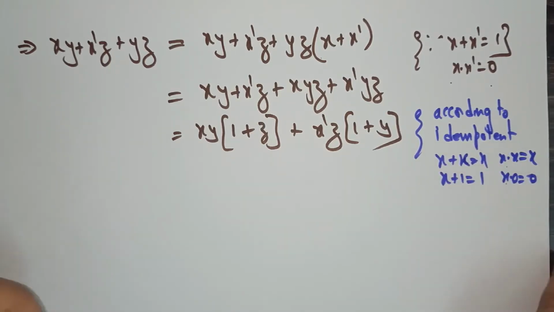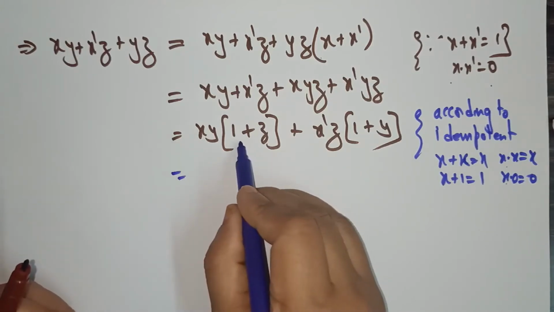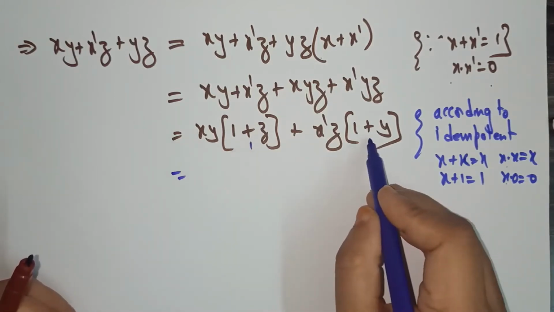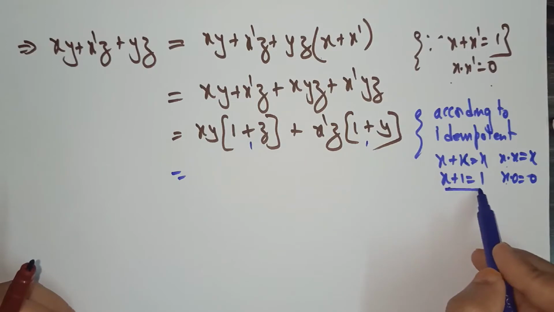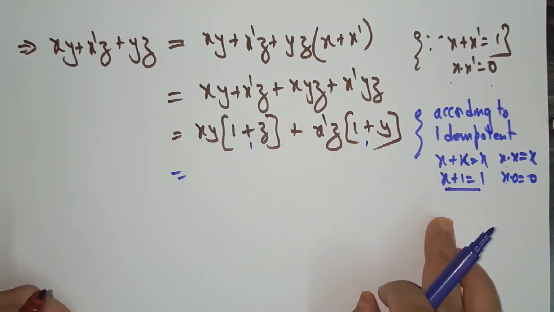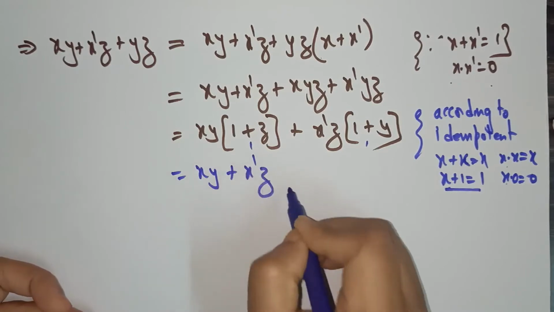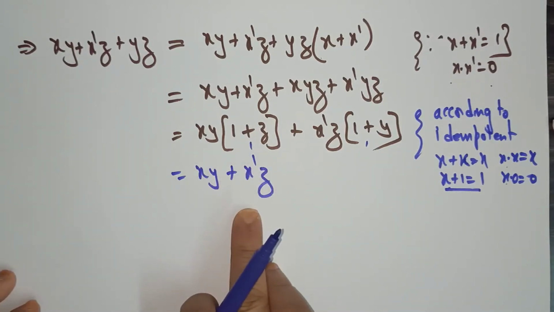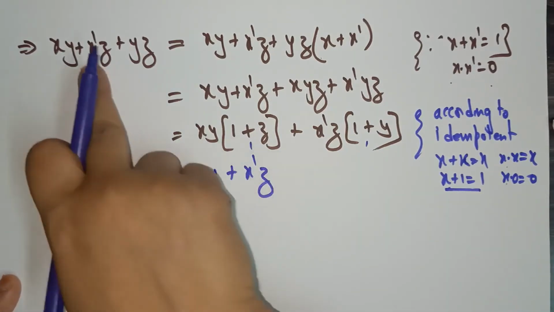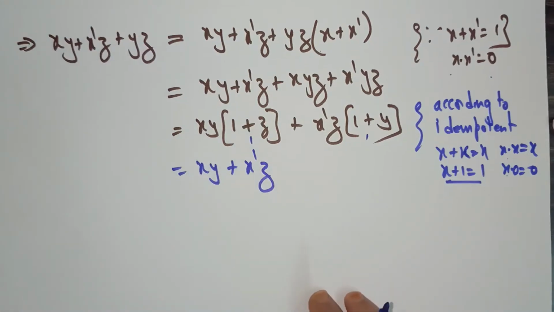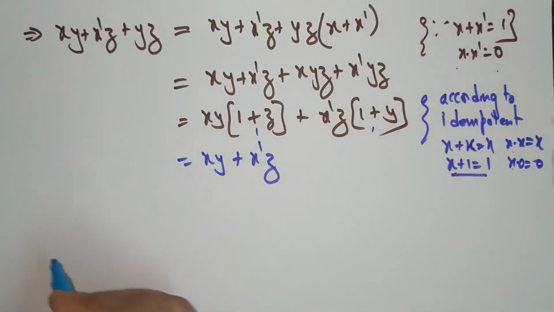So what do I need to apply here? 1 plus z is nothing but 1, and 1 plus y is nothing but 1, according to the idempotent theorem. So I'll get xy plus x dash z. So how many AND gates am I using here? Only 2 AND gates, but before I was using 3 AND gates. So let me take one more example.